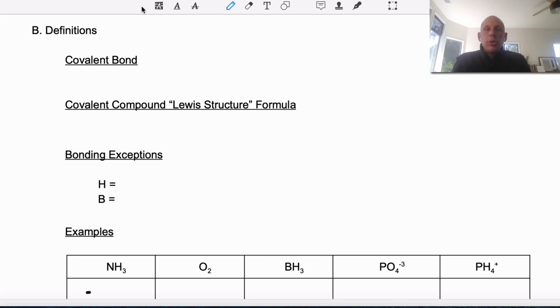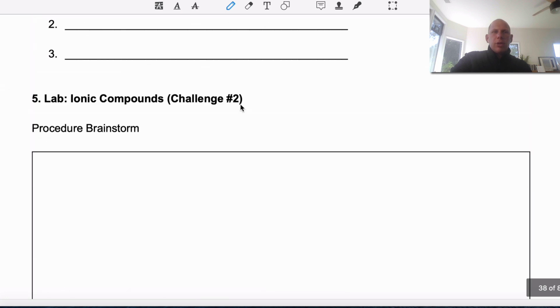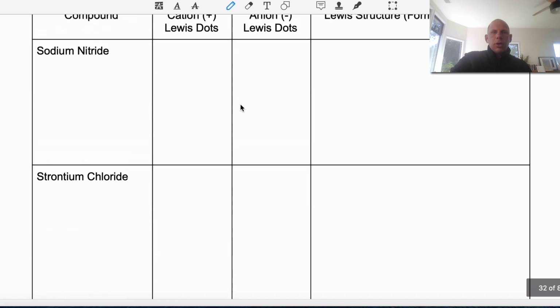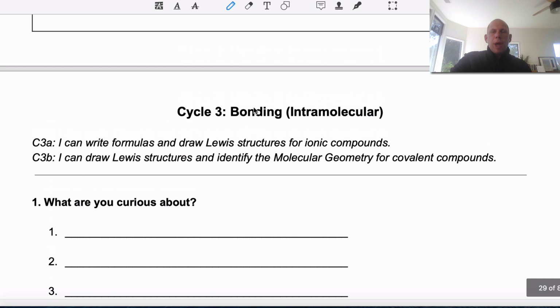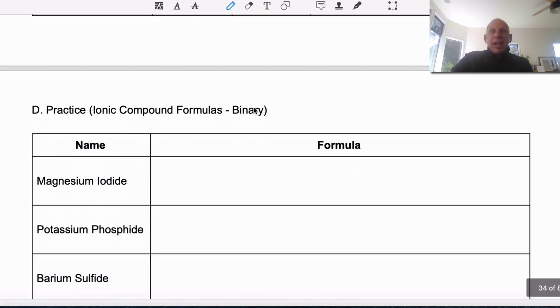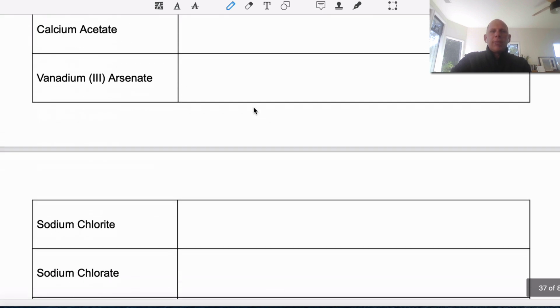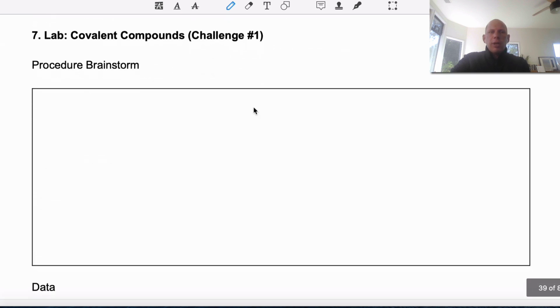So what I'd like you to do is open up your handbooks to the area about covalent bonding. Okay, so this is just to remind you where we're at. We are in cycle 3 bonding, intramolecular bonding. We've already done ionic bonding, and when we left off last time, we were right just at the very beginning of covalent bonding.